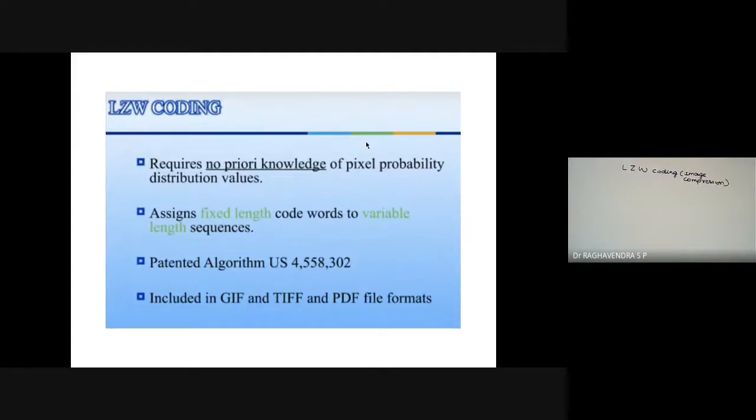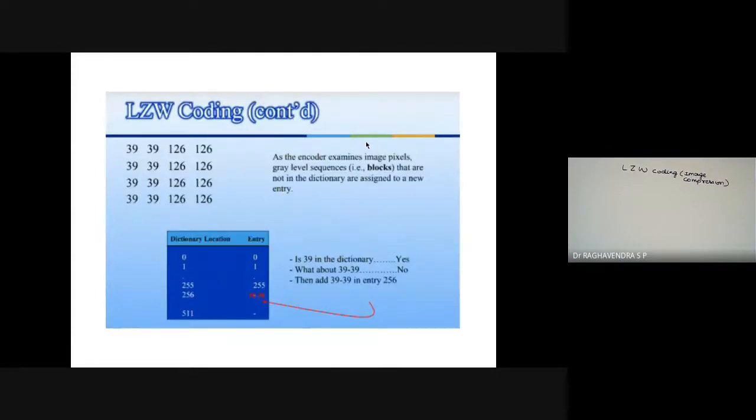Okay, so what does LZW coding mean? It assigns fixed length code words to variable length sequences. So what is a fixed length code and what is a variable length sequence? I will take an example. In this slide we have an image: 39, 39, 126, 39, 39, 126. As the encoder examines the image pixels, it is going to encode, to compress the given image.